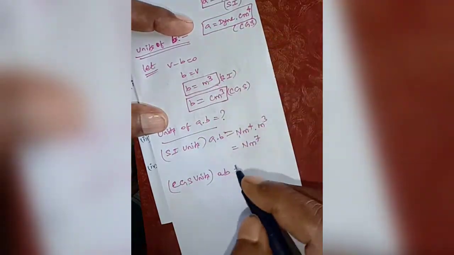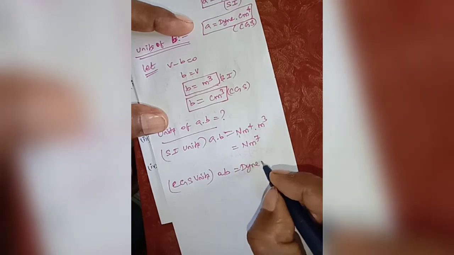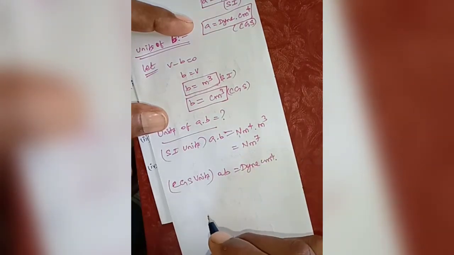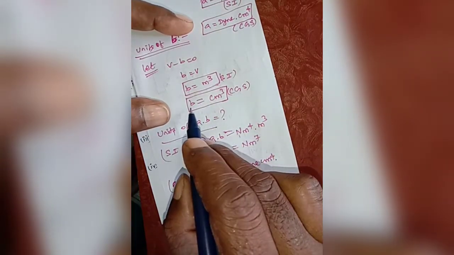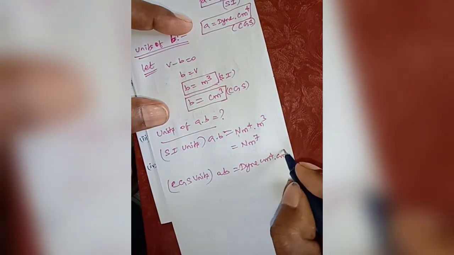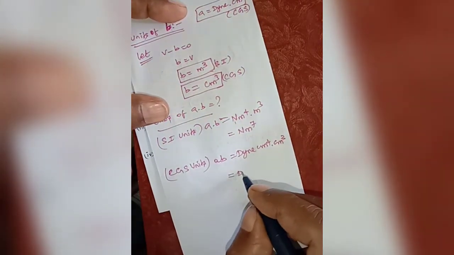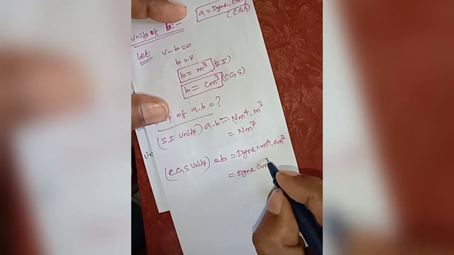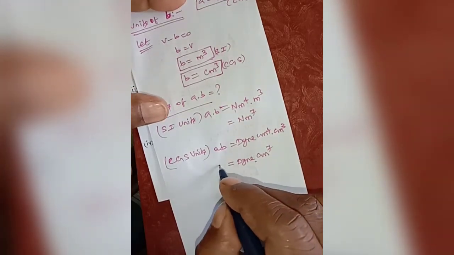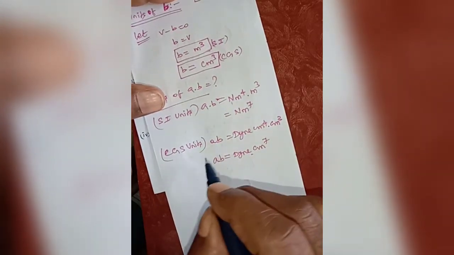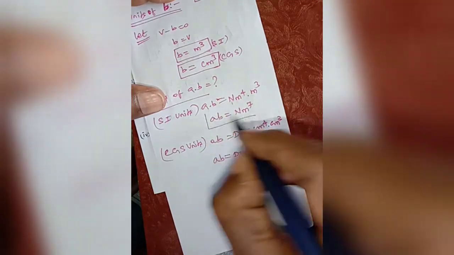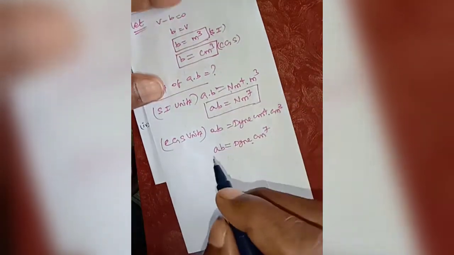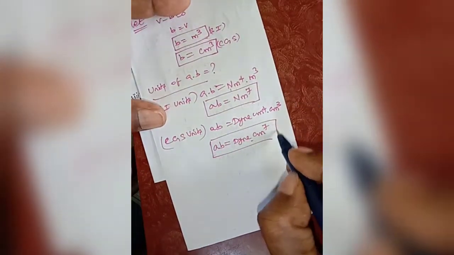CGS units of A: dyne centimeter power 4, into CGS units of B: centimeter cube. Now these two combine to give dyne centimeter 7. This is the SI unit of AB, and this one is the CGS unit of AB.